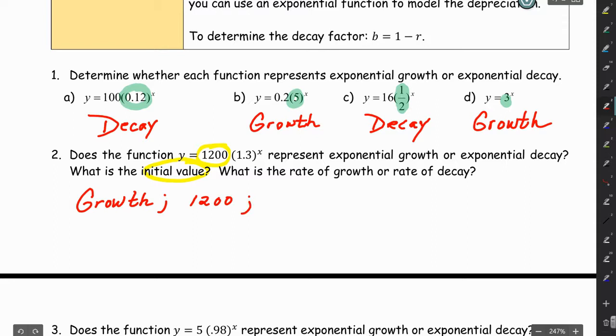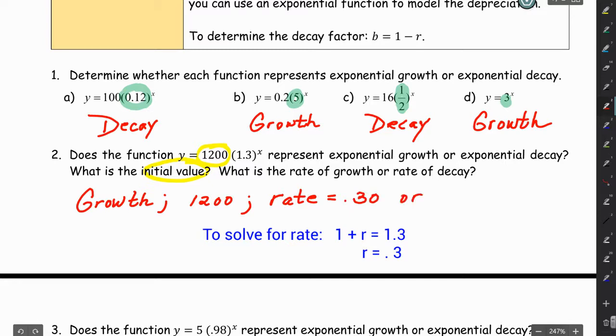And then what is the rate of growth or rate of decay? So because we know it's growth, and we know that the rate is the value that you've added to 1, in this case we have 1.3. So we've added 0.3. So the rate in this case is 0.3. So we'll say 0.30, or if you wrote it as a percent, 30%.